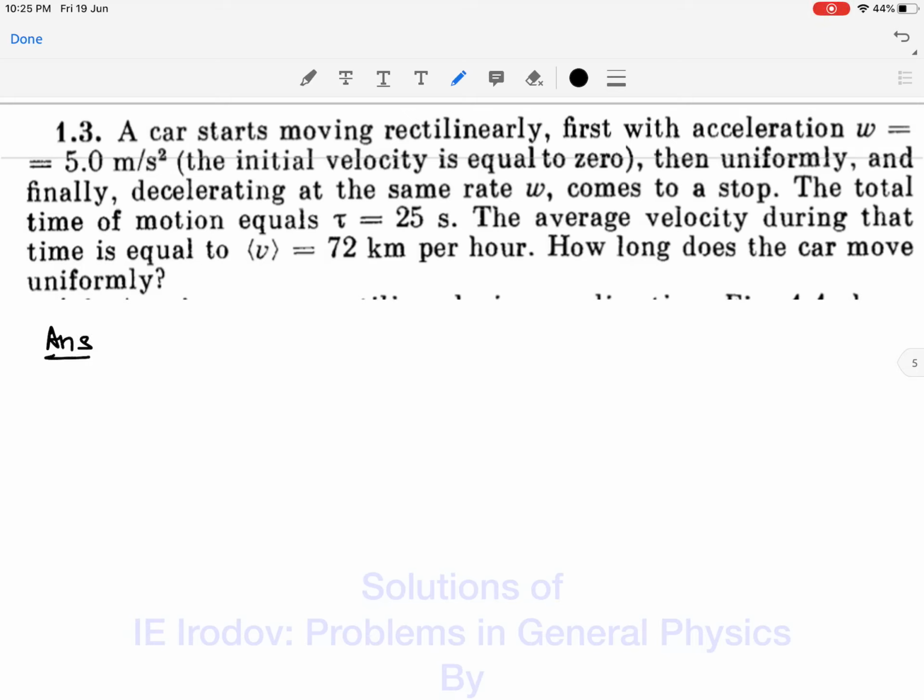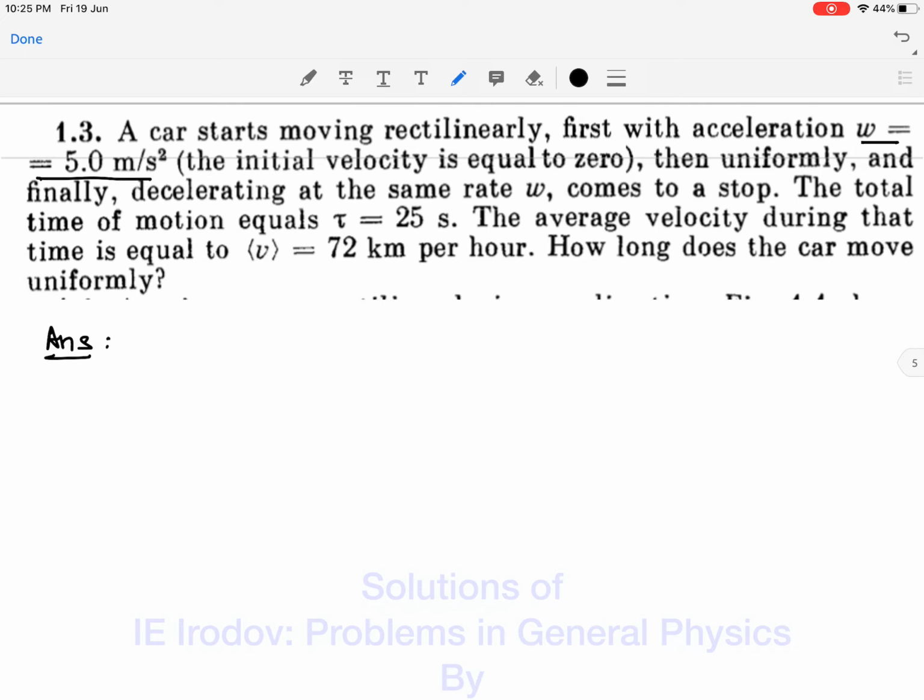On the third question, a car moves rectilinearly, first with an acceleration of 5 meter per second square and initial velocity 0, then uniformly, and finally decelerating at the same rate and comes to stop. The total time of the motion is 25 seconds and the average velocity is 72 km per hour. How long does the car move uniformly?